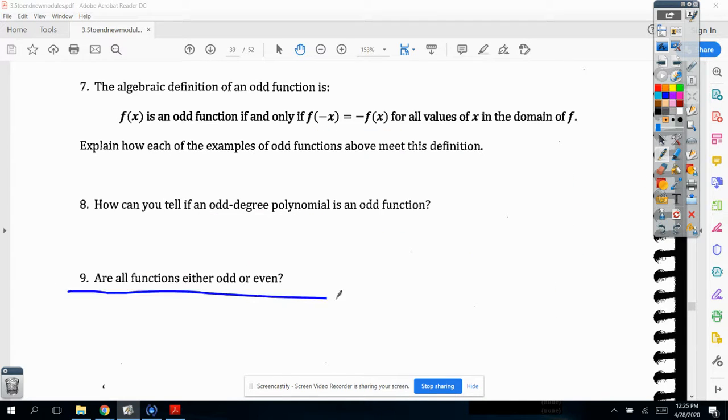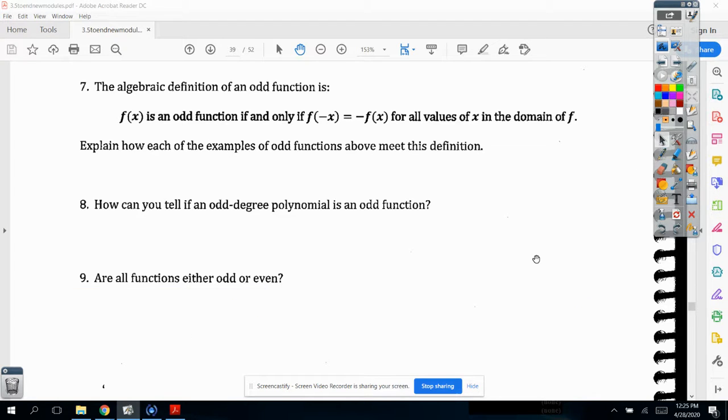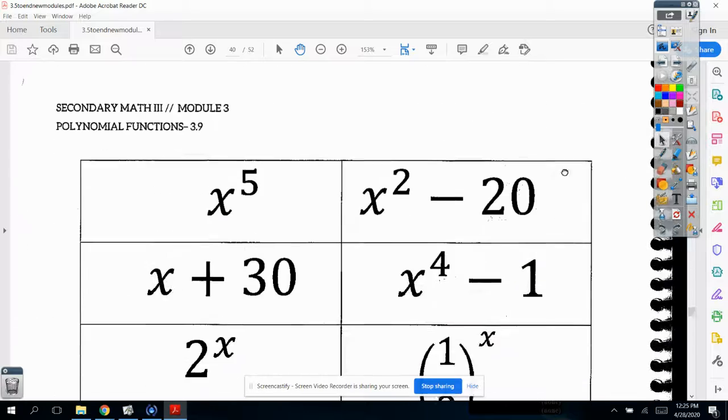And are all functions odd or even? No, most are neither. We're going to hit even and odd functions more next year in Algebra 3. This is just an introduction to it. And that's all I need you to do for the notes.